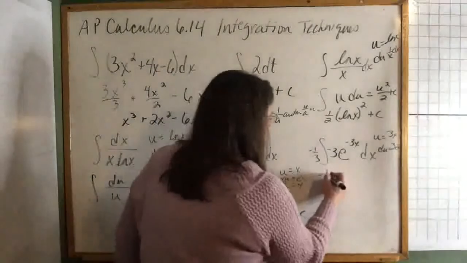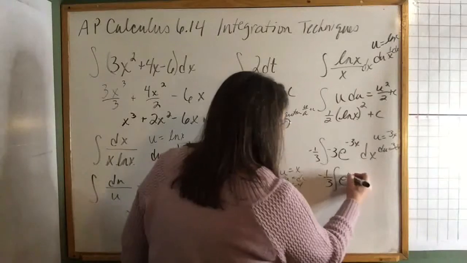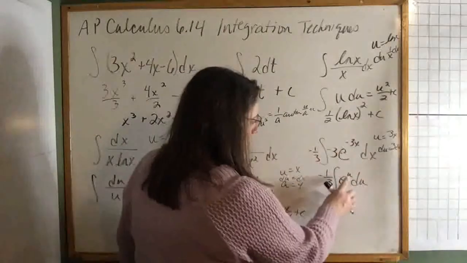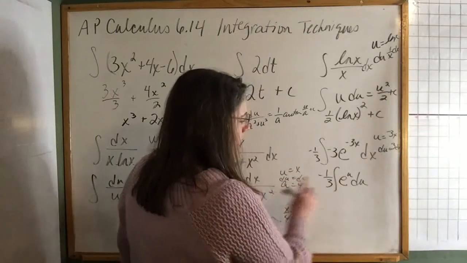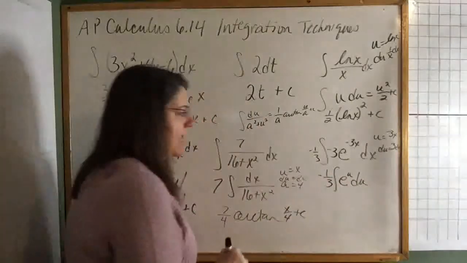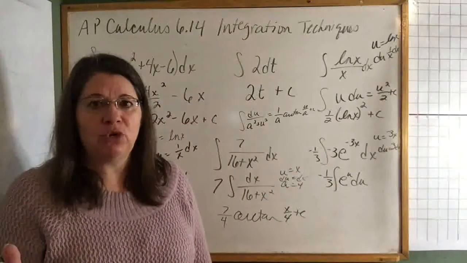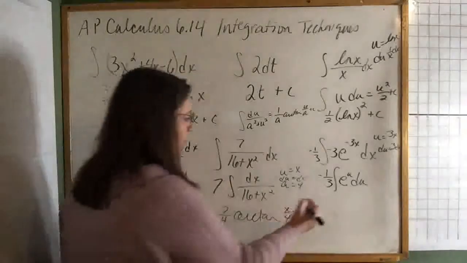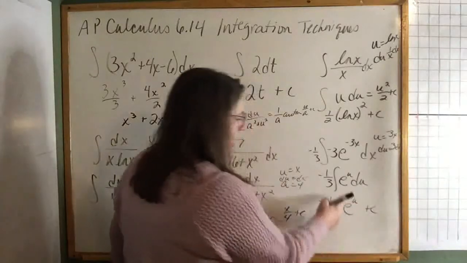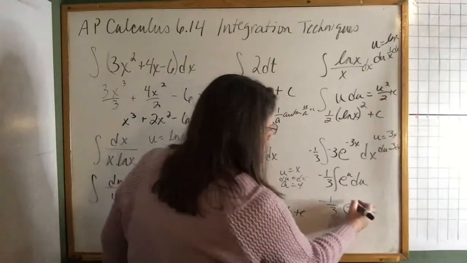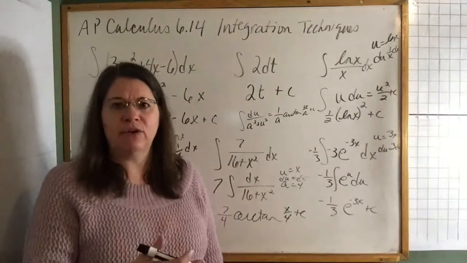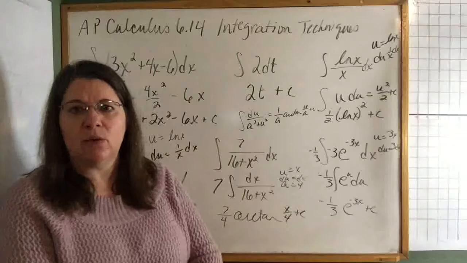So I've got a negative 1/3 e to the u du if I do my substitution. E to the u was e to the negative 3x, and then the negative 3 dx is my du. So if I integrate that, remember the integration of e to the u is just e to the u, so it makes it pretty simple. So we've got negative 1/3 e to the u plus c, and now I resubstitute for my u, and that was negative 3x. And remember, you could always take the derivative of each of these answers to see if you're getting what you started with.